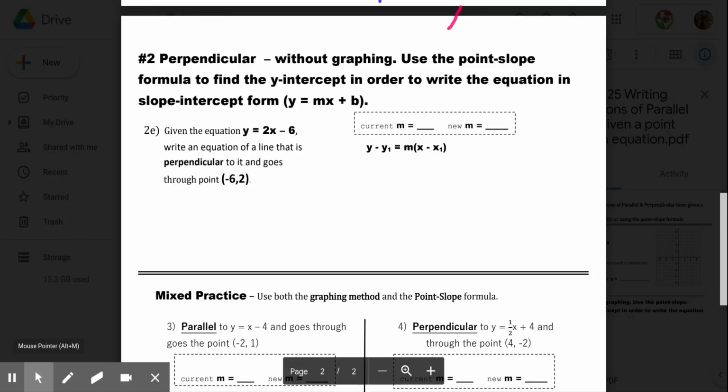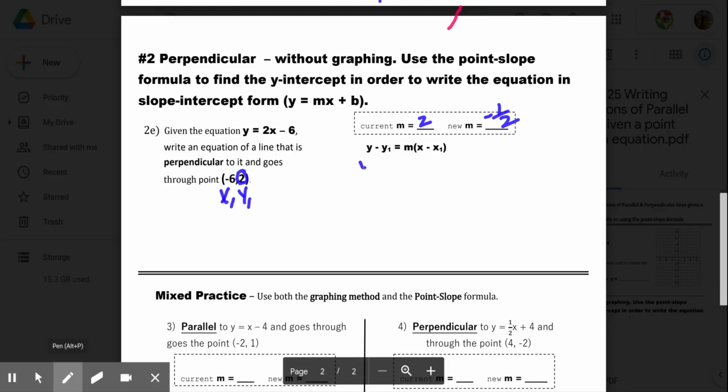All right. Now, what we're going to do here, it says, without graphing, just like we did with the parallel lines, use the point-slope formula to find the y-intercept in order to write the equation in slope-intercept form. So it says, given the equation y equals 2x minus 6, write an equation of a line that is perpendicular to it and goes through the point -6, 2. So remember, this is your x1 and this is your y1. We're going to circle that. And then our current slope is 2, but the new slope, which is going to be perpendicular, we figured that out on the other page, which is -1/2.